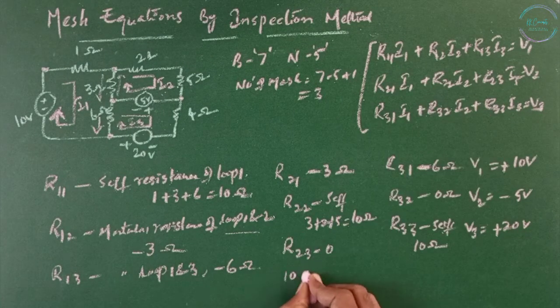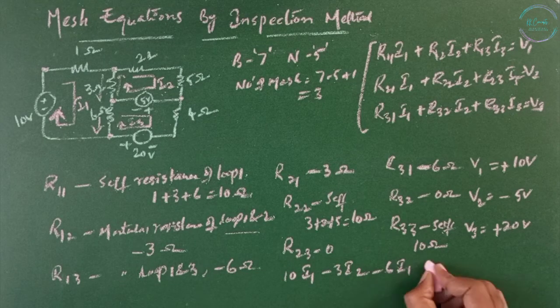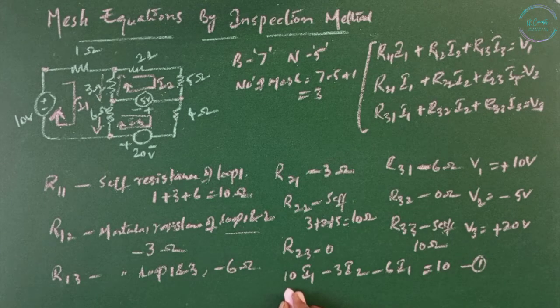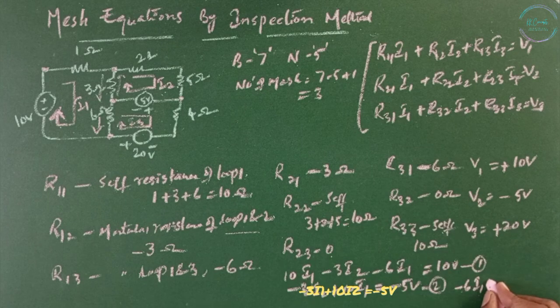Now you can try the equations by substituting these values. 10 I1 minus 3 I2 minus 6 I3 equals 10. This is equation number 1. The second equation is minus 3 I1 plus 10 I2, the third term is 0, equals minus 5 volts. Then minus 6 I1, the second term is 0, and the third term is plus 10 I3 equals 20 volts. This is equation number 3. By solving these three equations, you will get the I1, I2, I3 values.